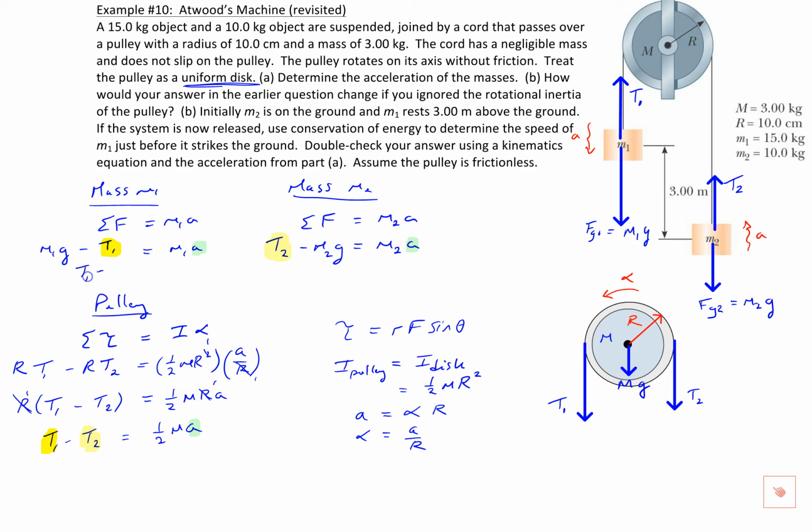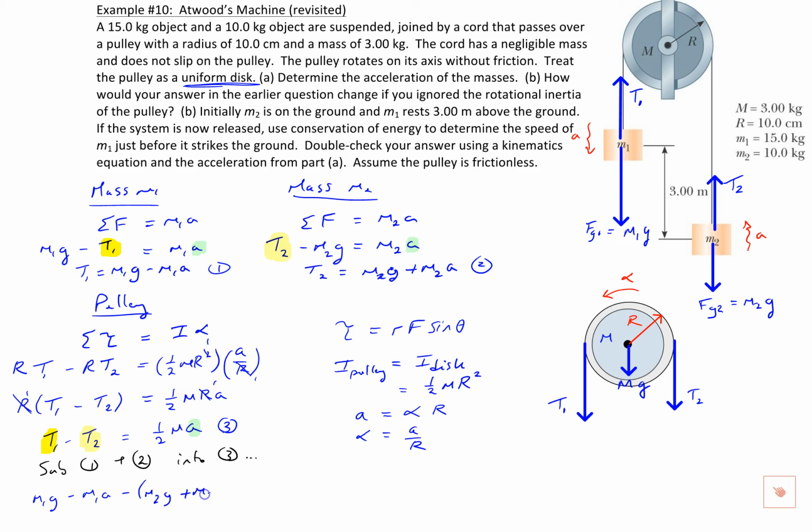So T1 would be equal to m1 times g minus m1a, and T2 would be equal to m2 times g plus m2 times a. So we're going to replace equation number 1 and equation number 2 into equation number 3. So T1, m1 times g minus m1 times a, minus T2, which is m2g plus m2a, equals 1/2 ma.